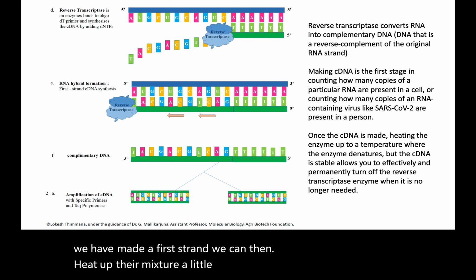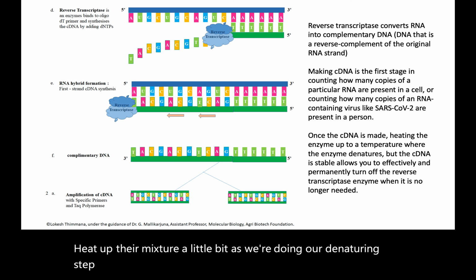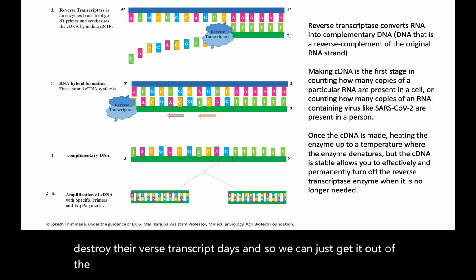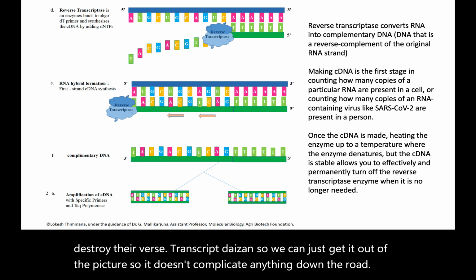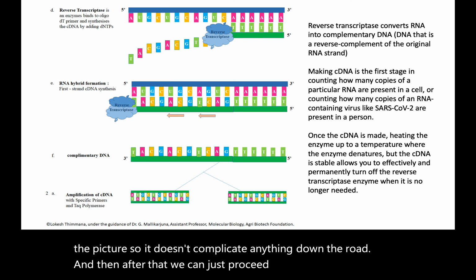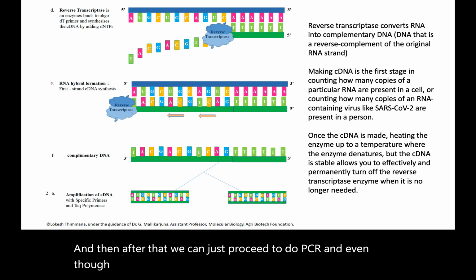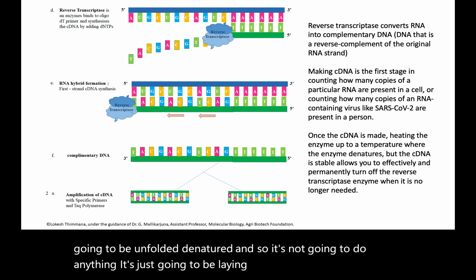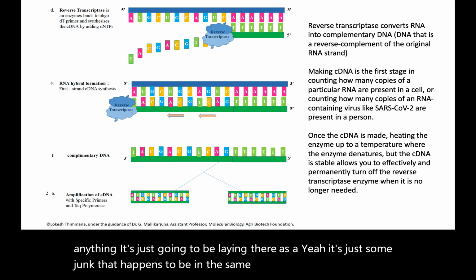As we're doing our denaturing step for PCR, our initial denaturing step, that step by itself will actually destroy the reverse transcriptase. And so we can just get it out of the picture so it doesn't complicate anything down the road. Then after that, we can just proceed to do PCR. And even though the reverse transcriptase is still in there, the enzyme is going to be unfolded, denatured. And so it's not going to do anything. It's just going to be laying there, as it's just some junk that happens to be in the same tube. Not going to affect anything further.